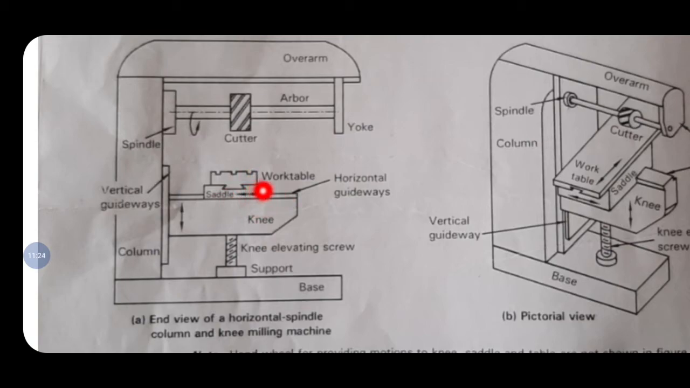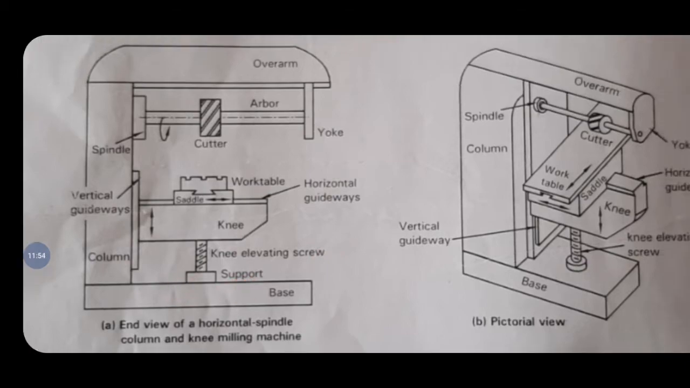Okay. Work table guideways are there. This is called the knee. The knee is supported by the knee elevating screw. That means you can make it move up and down. The arrows show the knee can be moved up and down. This is a saddle over which the work table is there. Again, you can move this in the forward and backward direction. These are the vertical guideways. This is a spindle. This is a column. In the column, we have the mechanisms. This is the overarm. This is a yoke. This is a base.